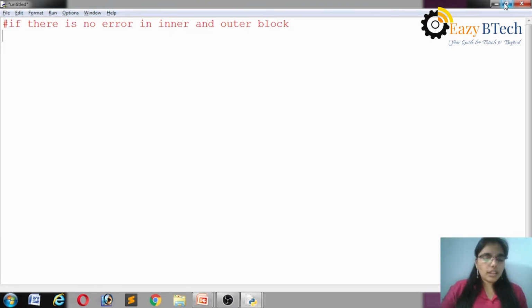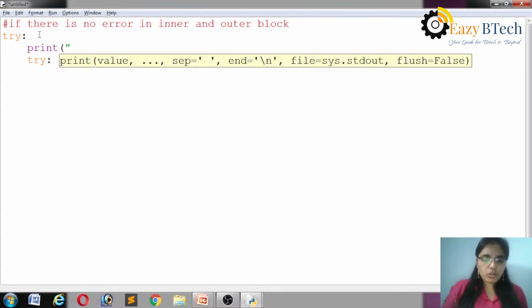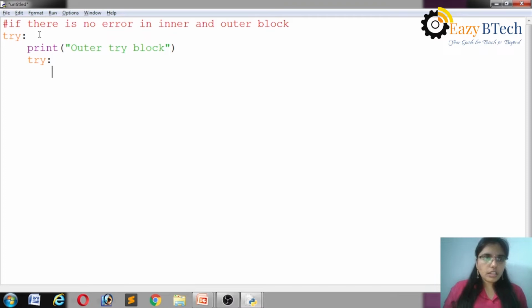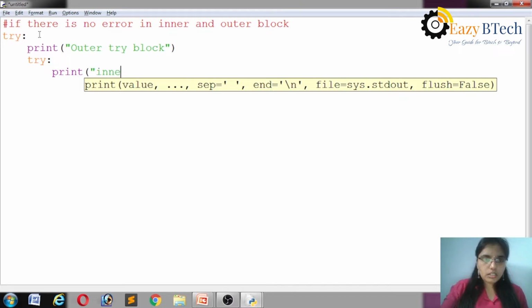Okay, let's create a try. In the try, another try is there. In the outer try, first of all I am writing print outer try block. Next, in the inner try, let's print inner try block.